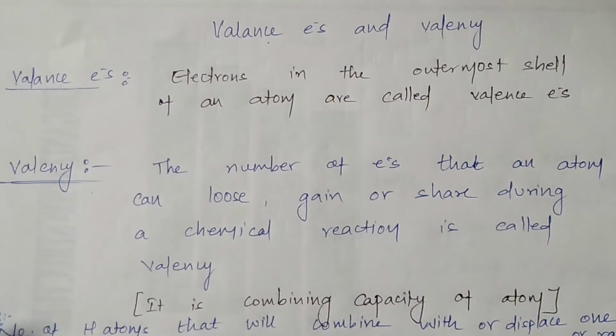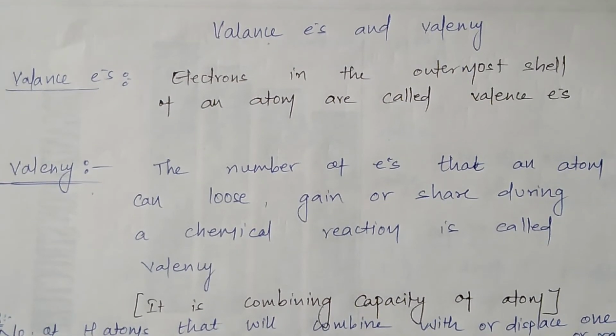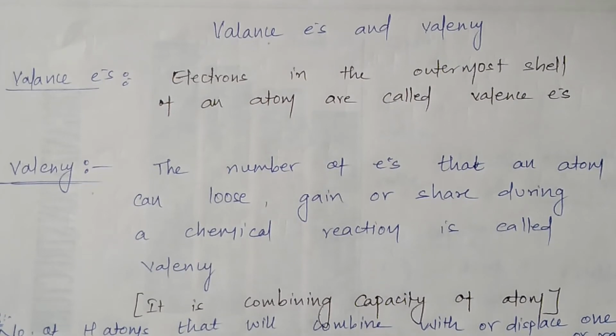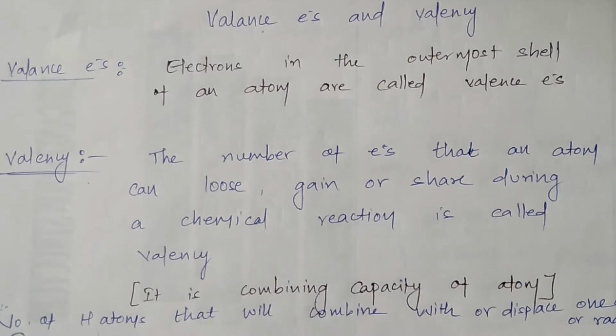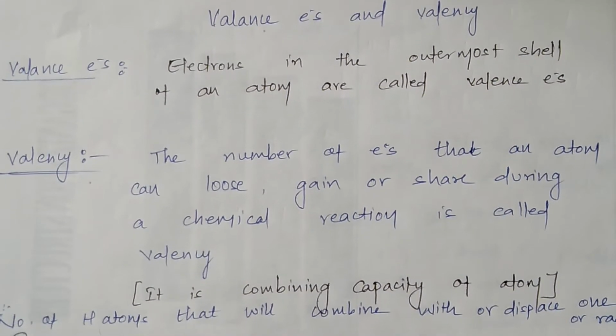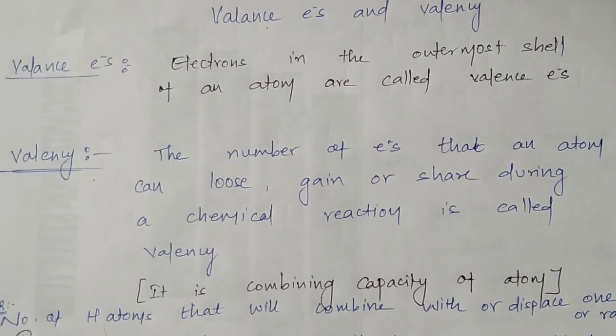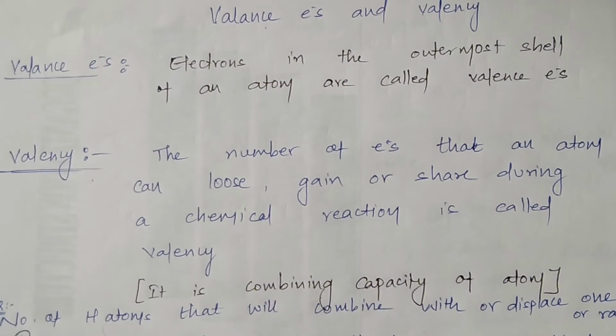Next, we will see the valence electrons and valency. I have already discussed what valence electrons are. The electrons which are in the outermost shell of an atom are called the valence electrons. Now what is valency? Valency is the number of electrons that an atom can lose, gain or share during a chemical reaction. It is also called the combining capacity of an atom. Another definition is the number of hydrogen atoms that will combine with or displace one atom or radical.